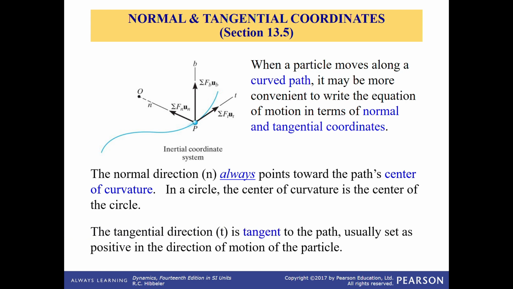Okay, the tangential direction T is tangent to the path, usually set as positive in the direction of motion of the particle. If P is traveling from here to here, we know that the direction is pointing in this direction. So this one will be positive in this direction. Tangent means if I analyze this 90 degrees, this will coincide with this point, so it will be the one in line in this position. So T will be in this direction. So here we just introduce N and T, N for normal and T for tangential.